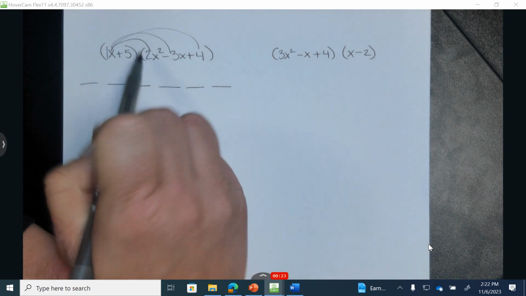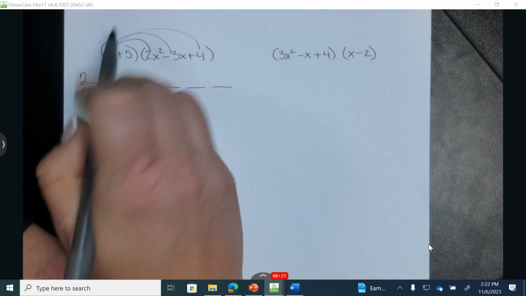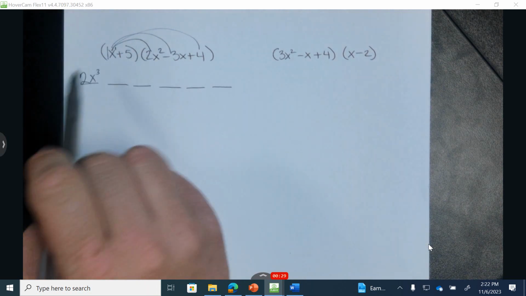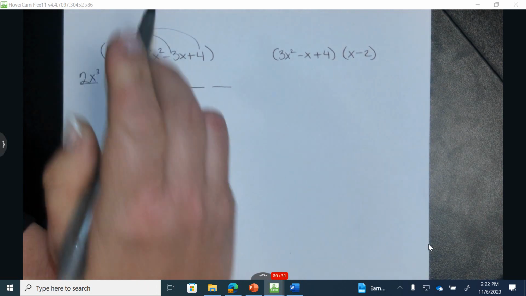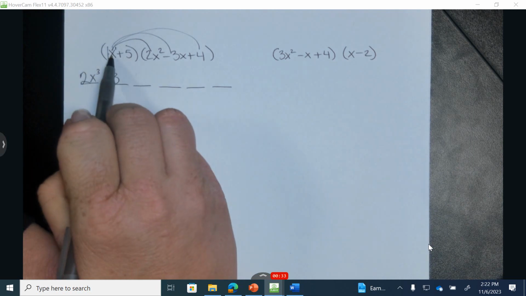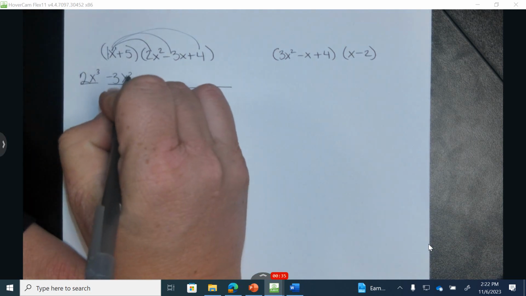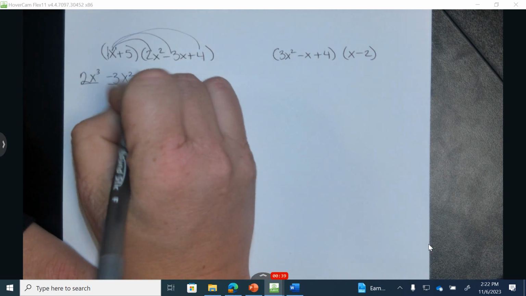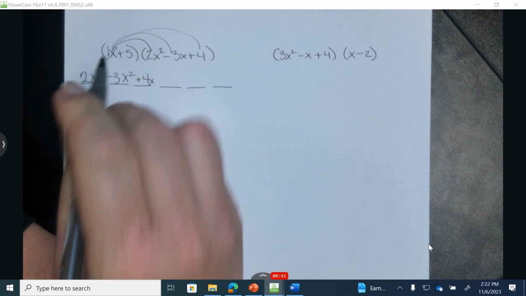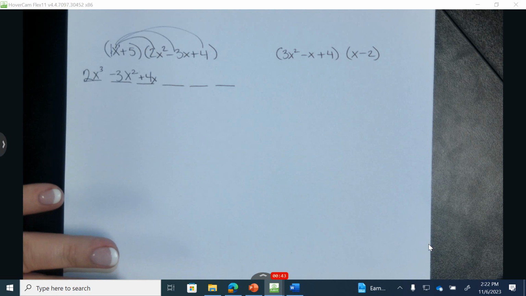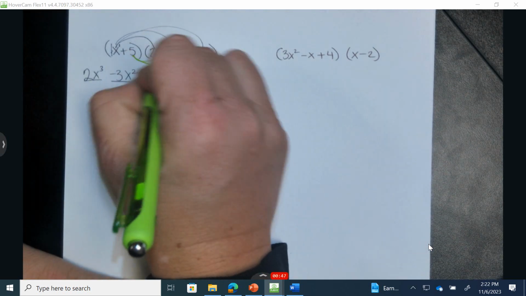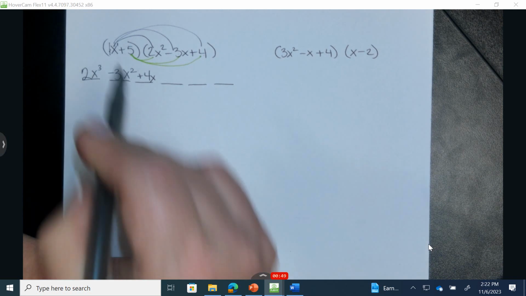1 times 2 is 2. There's 1x and 2 more combines to give me 3. 1 times negative 3 is negative 3. 1x and 1x adds up to 2. 1 times positive 4 is positive 4, and I have 1x. Okay, I'm going to do the same concept, but now I'm going to make 3 rainbows that are inverted below.